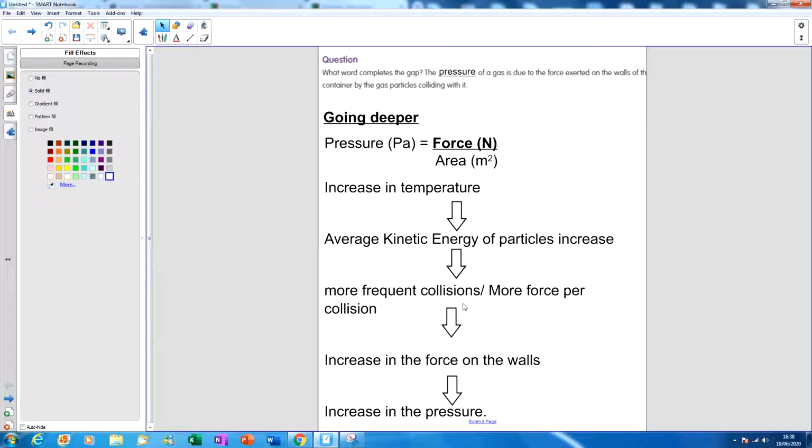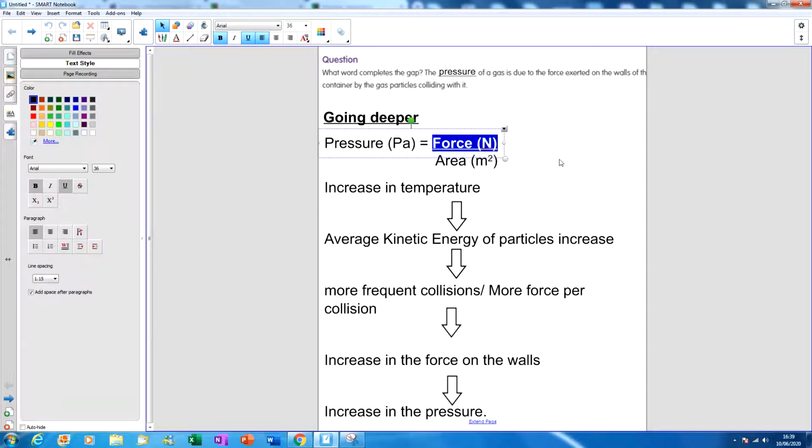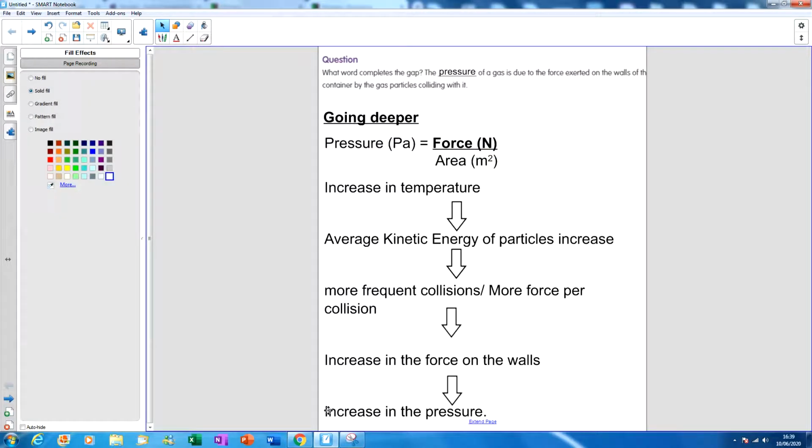So there's 2 things that you need to know. More kinetic energy leads to faster moving particles on average, and that means they collide more frequently with the walls, and there is a greater force per collision on average. And these two things lead to an increase in the force on the walls. And if the force goes up, it's in the numerator of this equation, that must mean the pressure goes up. So that brings the last point, an increase in pressure.